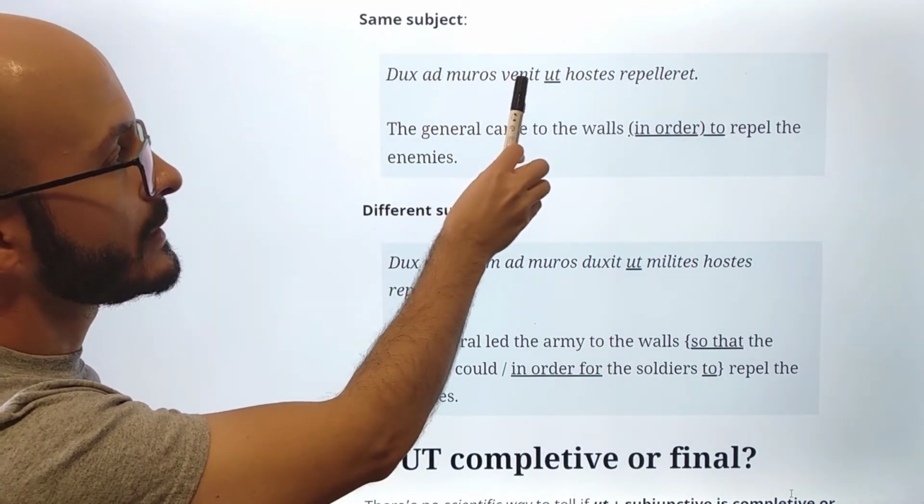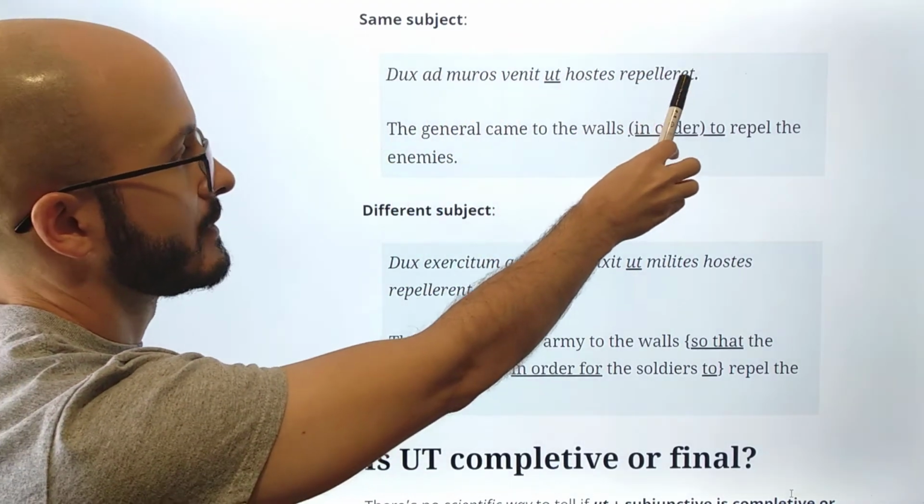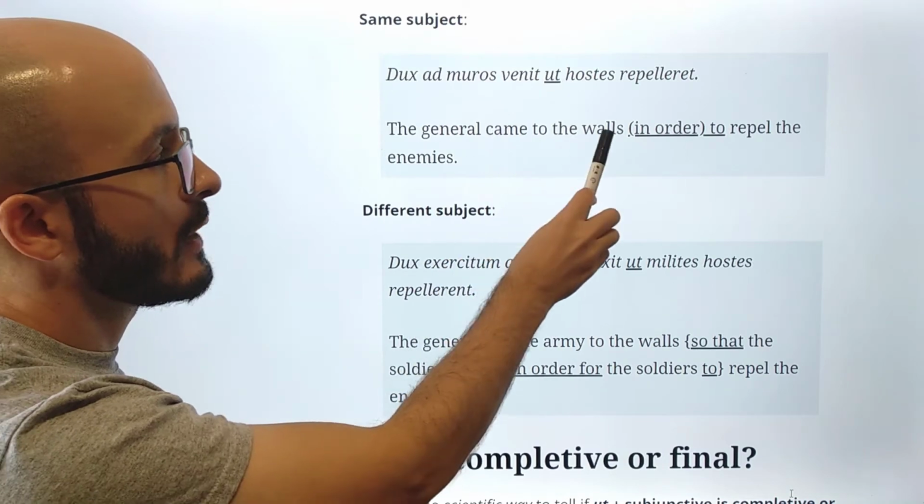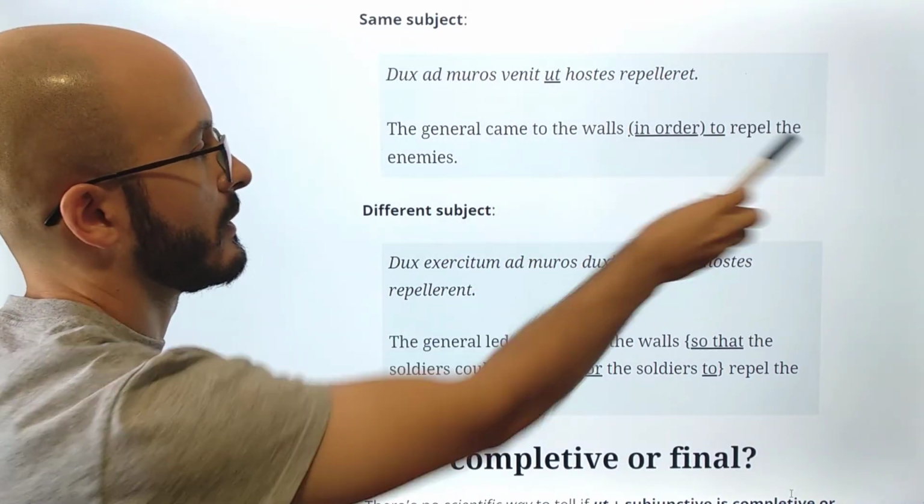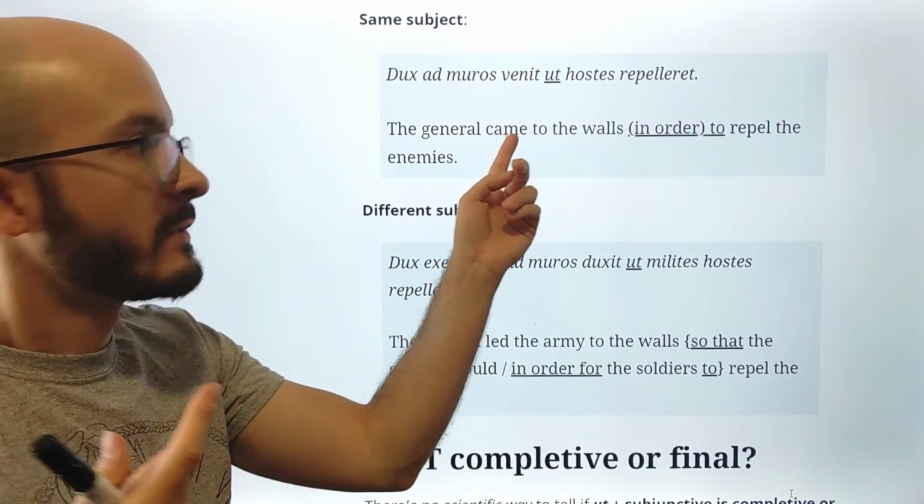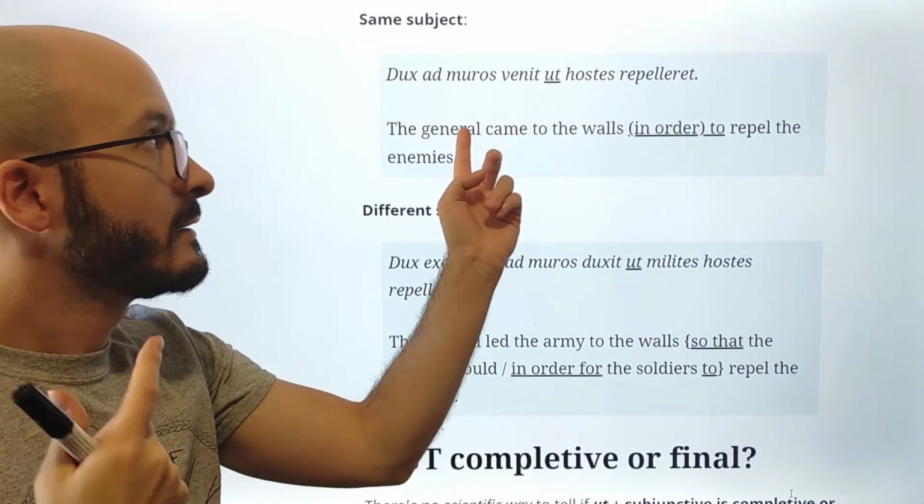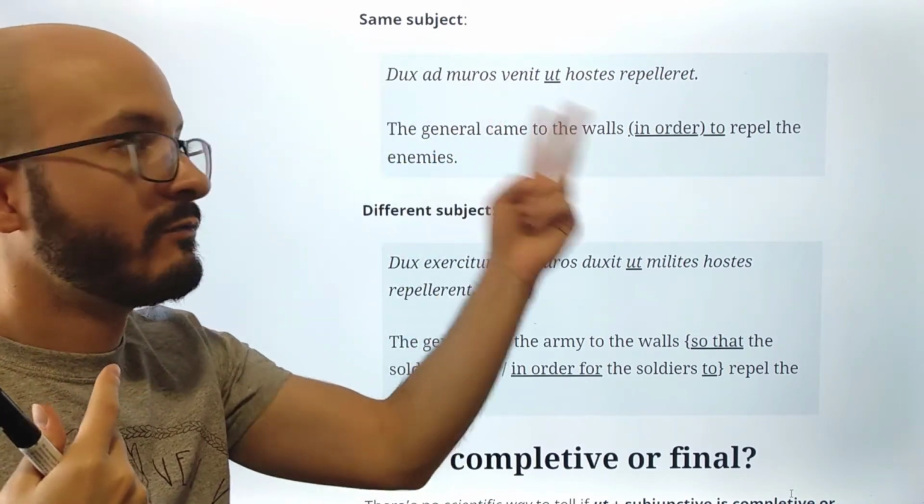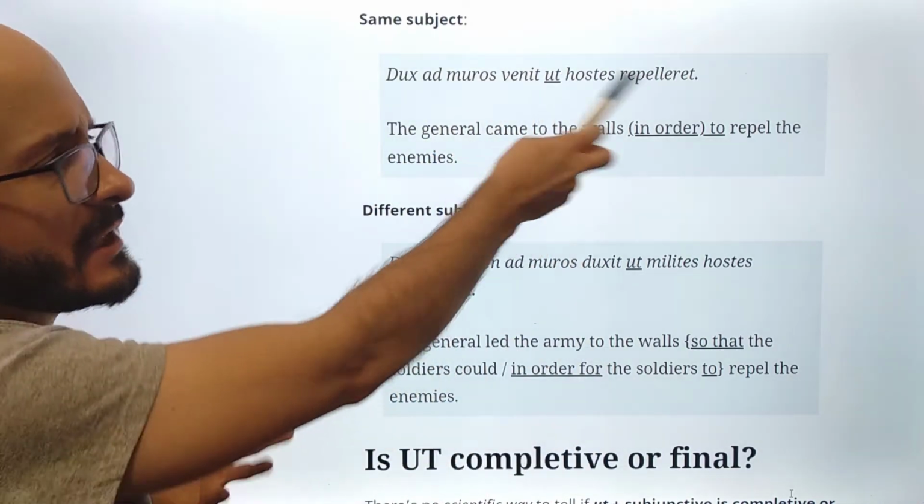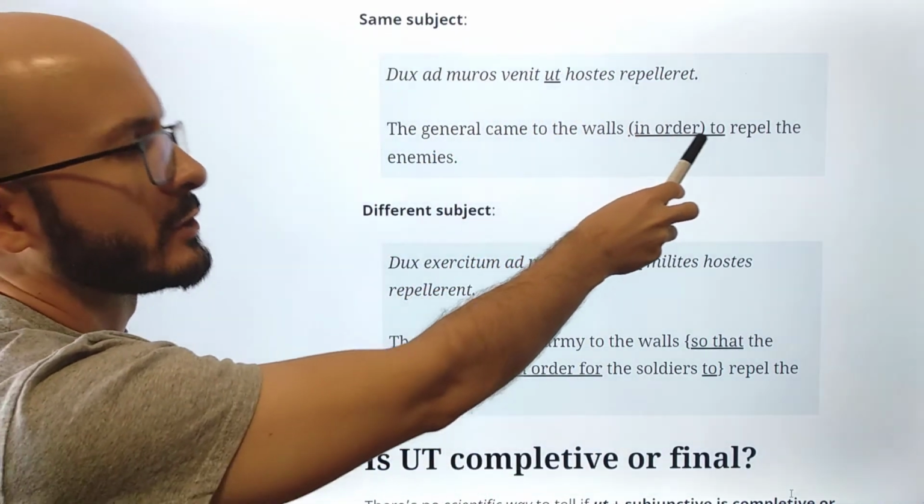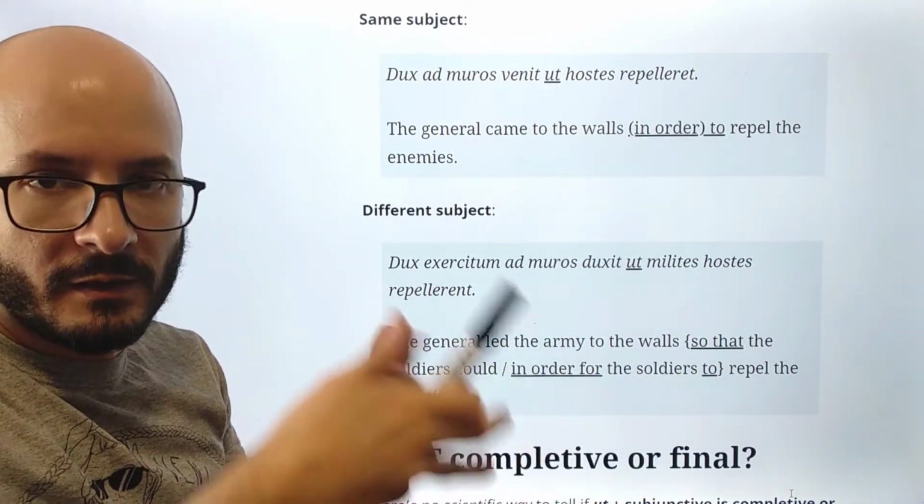Dux ad muros venit ut hostes repelleret. So the general came to the walls in order to repel the enemies. So who came? The general. Who repels? The general. So the general is the subject of both verbs. So in this case, we just translate as "in order to", or just "to repel the enemies".